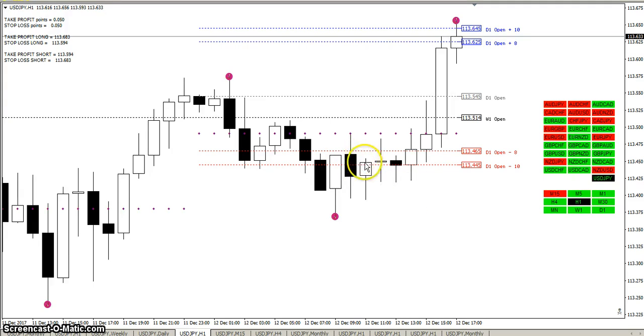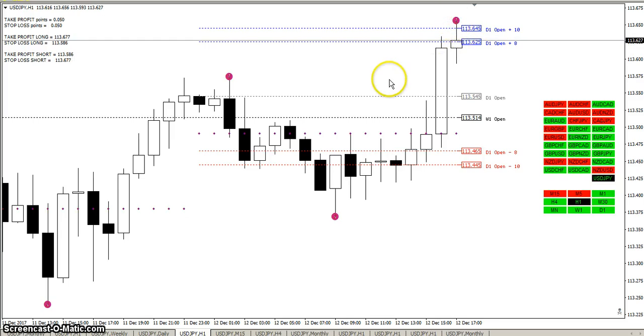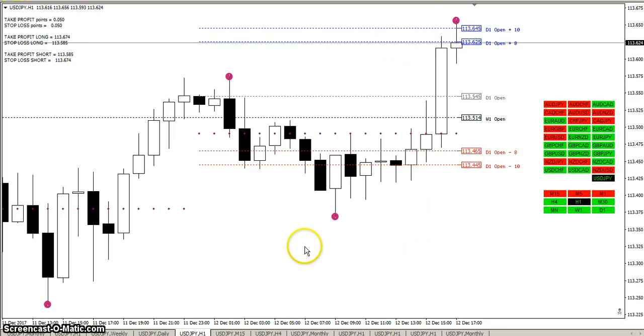Then it didn't make a new high, came down. So those were opportunities. Here we had a weekly open crossover. Here we had a daily open crossover. Here we had a buy zone trigger. So even on a, once again, from here to here's 20 pips.